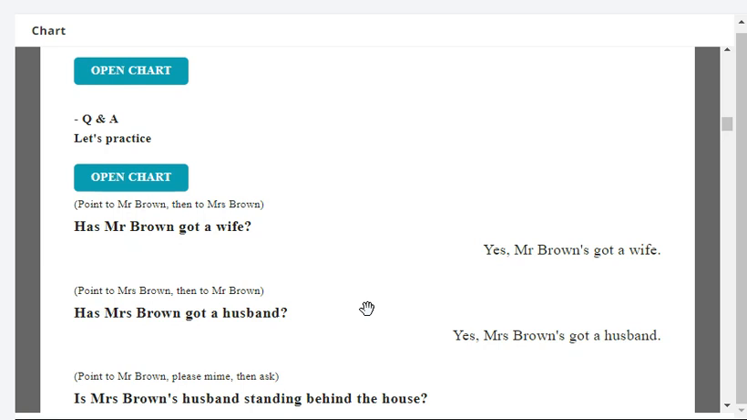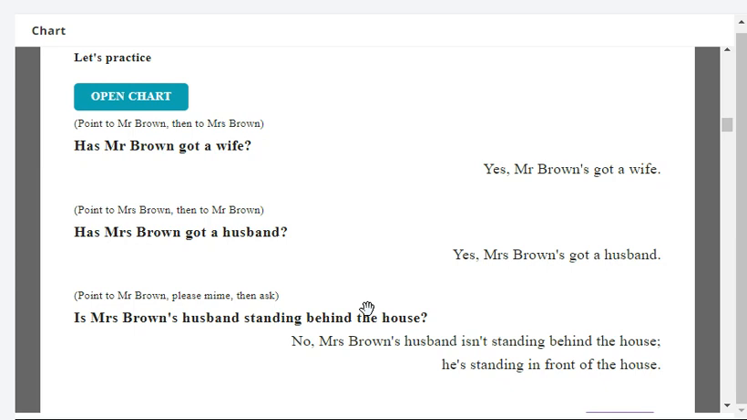Has Mrs. Brown got a husband? Yes, Mrs. Brown's got a husband. Right. Is Mrs. Brown's husband standing behind the house?